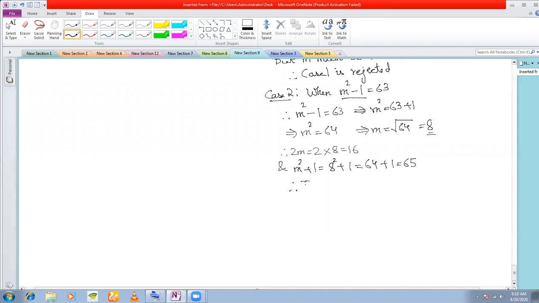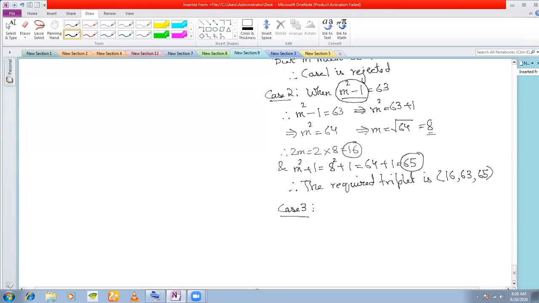Therefore, the required triplet is 2m, which is 16. So the first one will be 16. M square minus 1, the second number in the triplet, we have taken as 63. So this will be 63. And m square plus 1, the third number in the triplet, we have got as 65. So this is the triplet. But we also look at case 3.